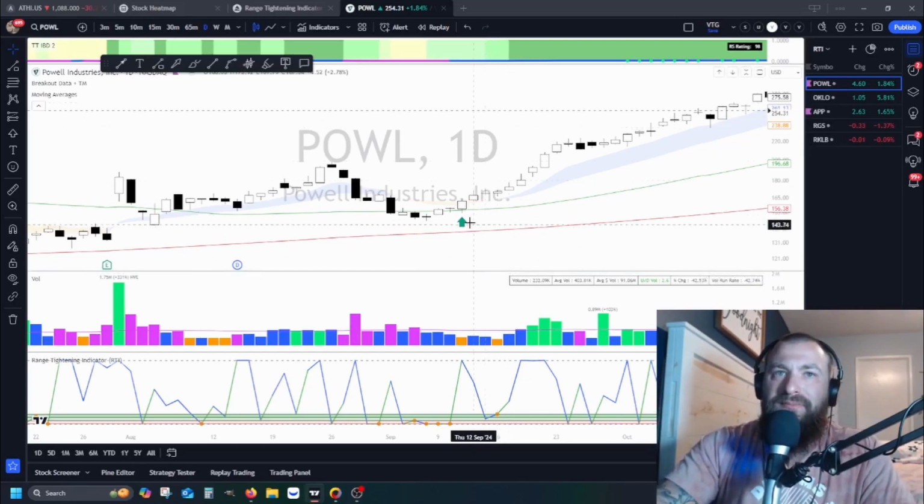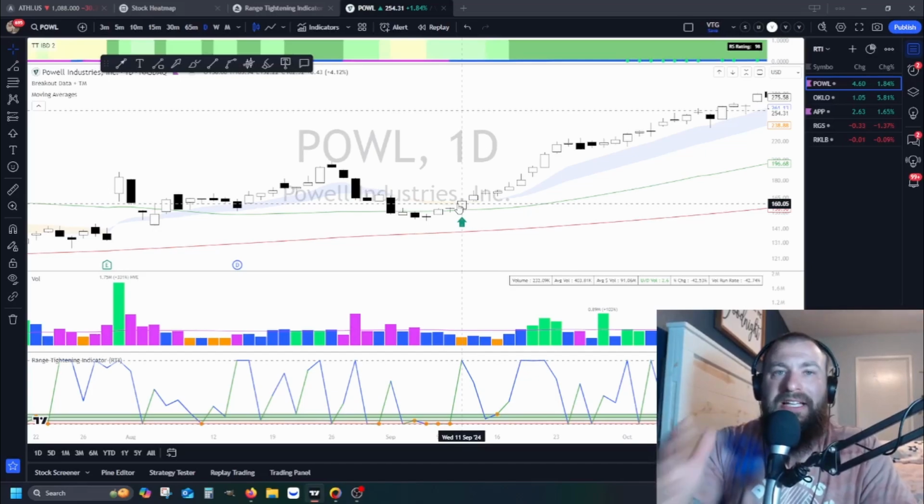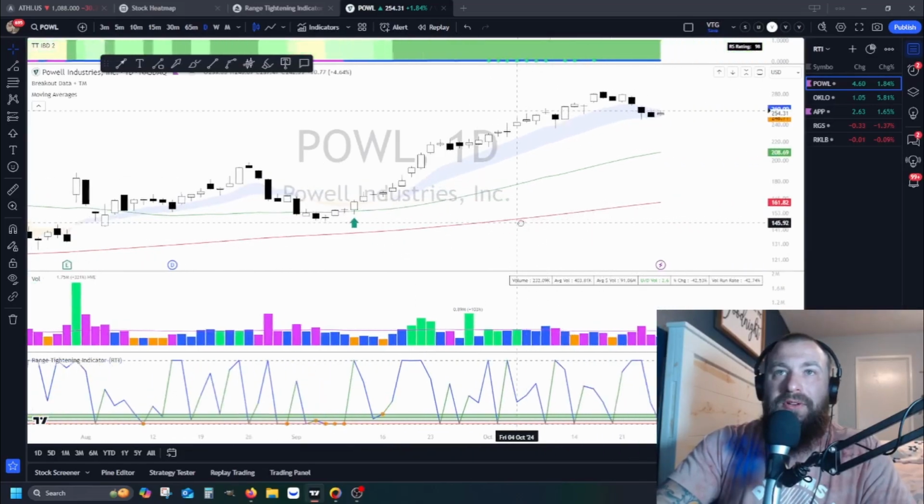And so as you can see here, this is very clearly a breakout, but most traders would pass on this because they want it to be a super big candle, but it's relative, and so the indicator has picked up low volatility and signals a breakout, and you can see that it has worked.